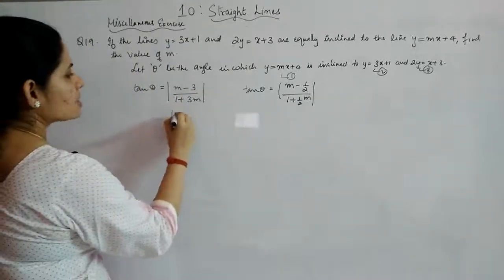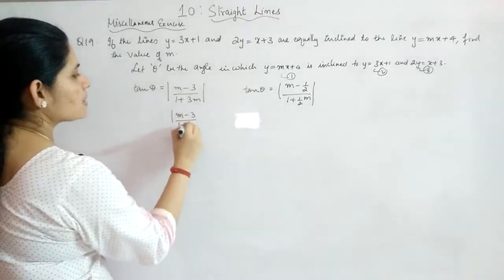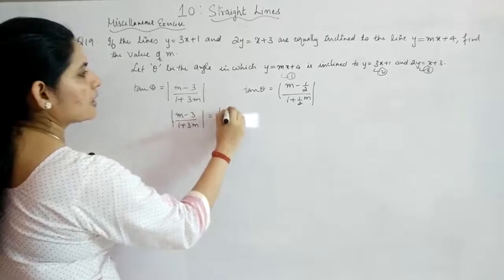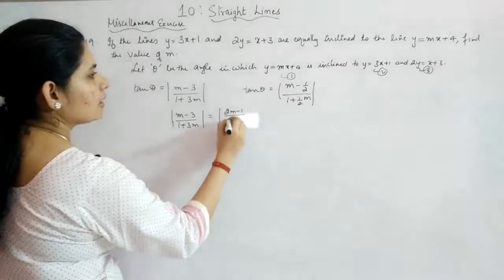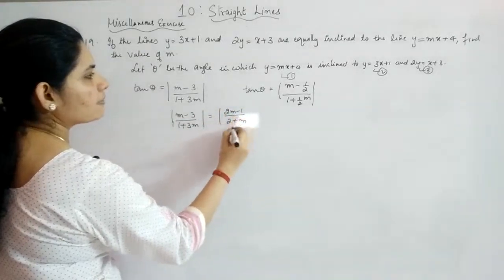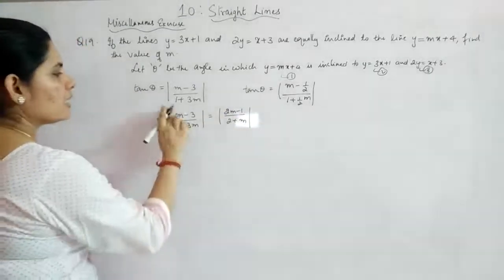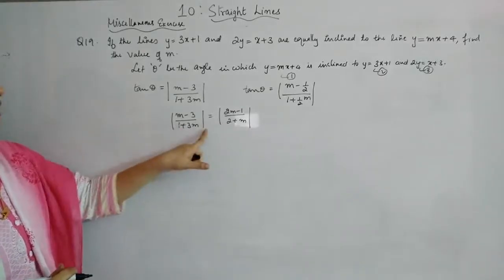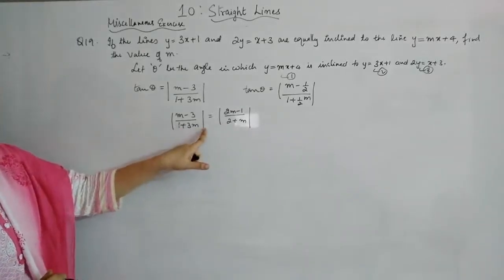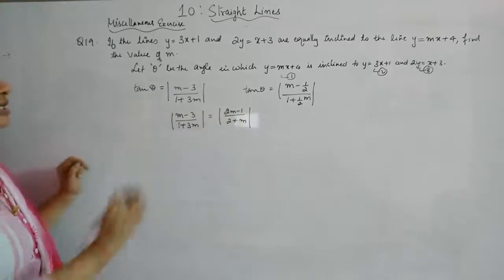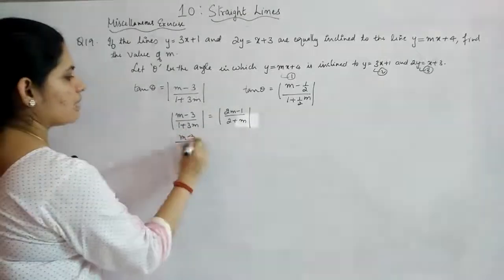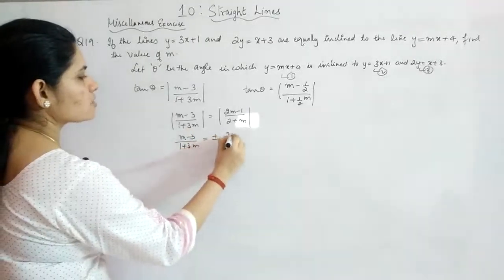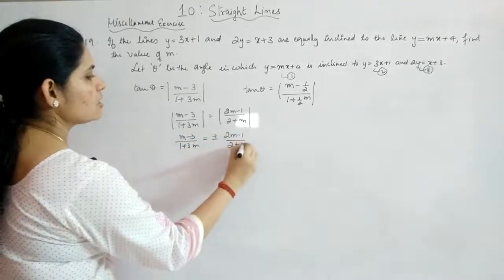Now both are tan theta, both have the same angle of inclination, so we can just equate them. That means you'll get mod of (m minus 3) by (1 plus 3m) is equal to mod of, this can be rewritten as (2m minus 1) by (2 plus m). By 2 will get cancelled. Now again, in order to solve this, we have to replace this modulus sign. That means we will just put plus or minus in one of the sides. That means (m minus 3) by (1 plus 3m) is equal to plus or minus (2m minus 1) by (2 plus m).